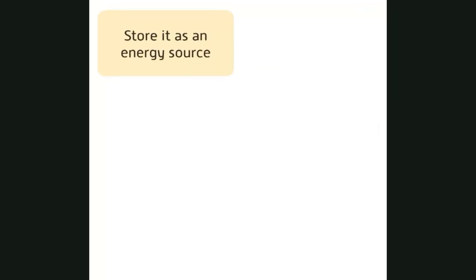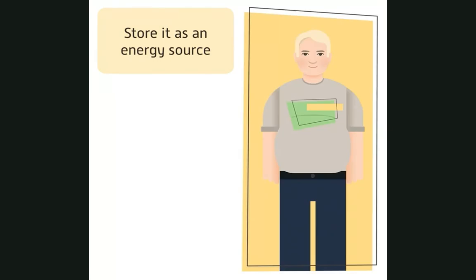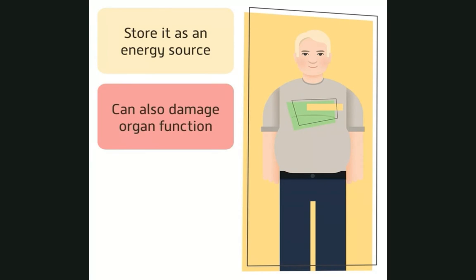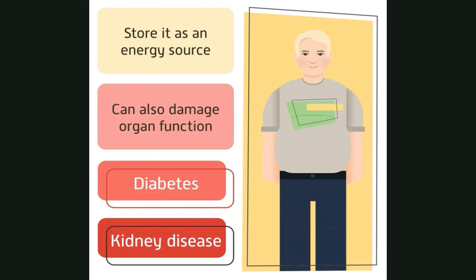Eating a surplus of protein will cause the body to store it as an energy source. If this energy is not used, weight gain will occur. Eating too much protein can also damage organ function, though this is not typically the case. It is most likely in those who have conditions such as diabetes or kidney disease.